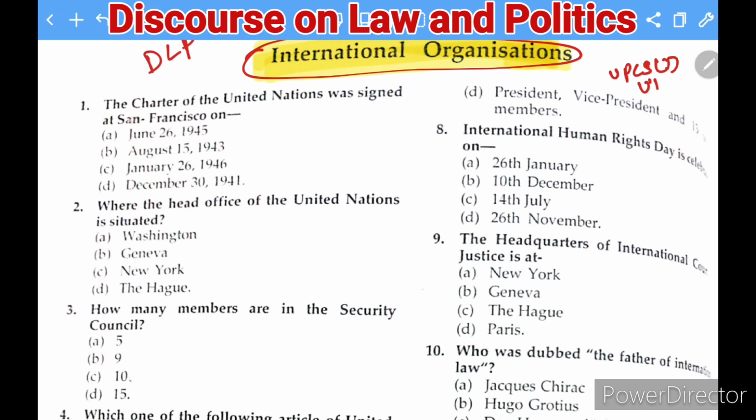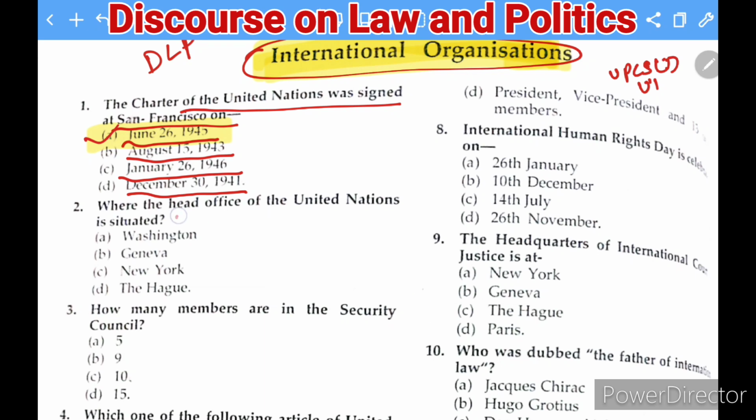So the first question which was asked: the Charter of the United Nations was signed at San Francisco on which date? The options given here: June 26, 1945; August 15, 1943; January 26, 1946; December 30, 1941. Just give an answer if you know it. So the right answer is June 26, 1945. Let's see the next question.